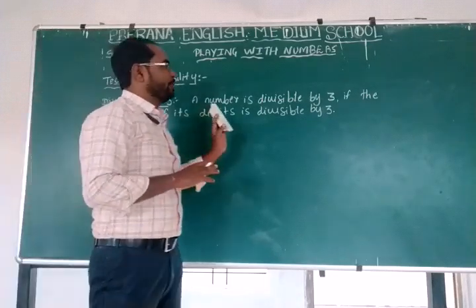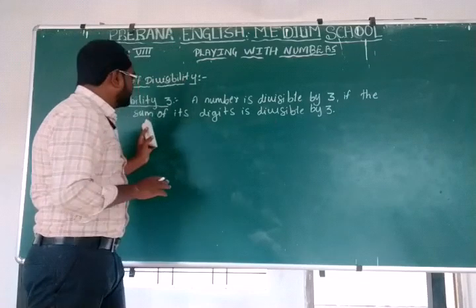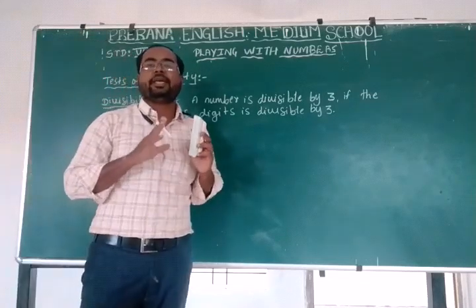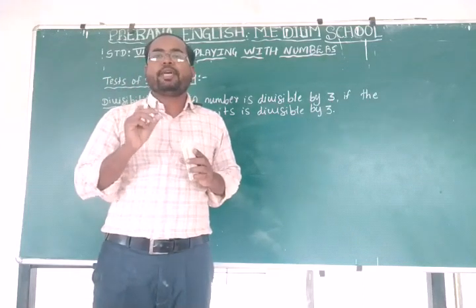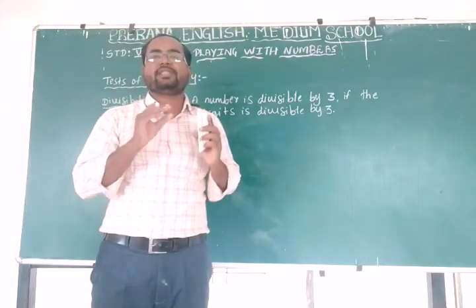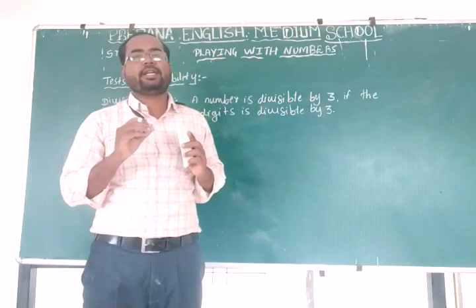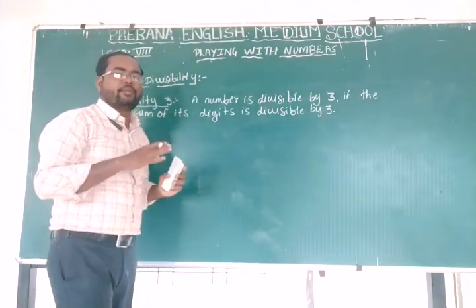A number is divisible by 3 if the sum of the digits is divisible by 3. That means whatever the number given, you have to add its digits. If the sum is divisible by 3, then you say that number is completely divisible by 3.